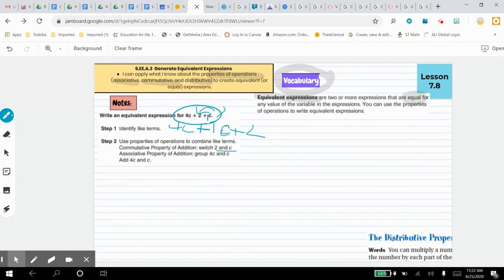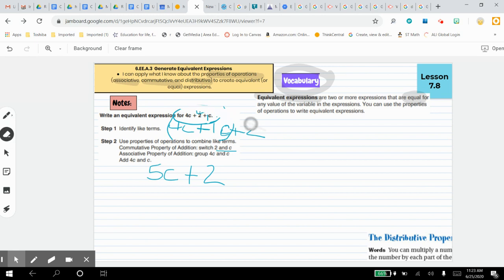Now we're going to use the associative property of addition, and we're going to group these two like terms. We can add 4c and 1c, and we get 5c. Now there's nothing like the 2, so we're just going to bring that down. So here is our answer: something as simple as 4c plus 2 plus c is now 5c plus 2. All right, that was easy.